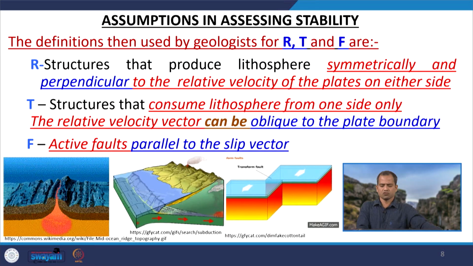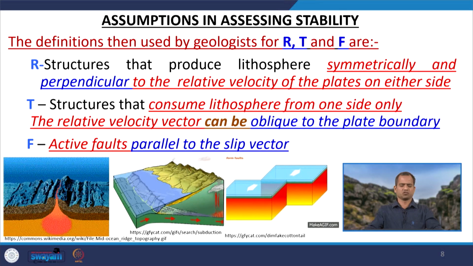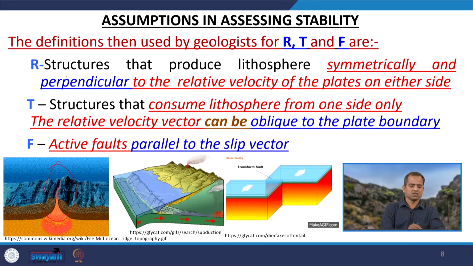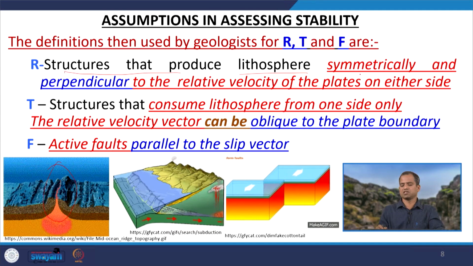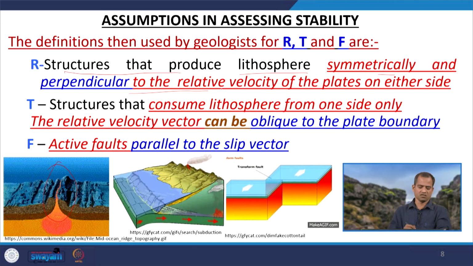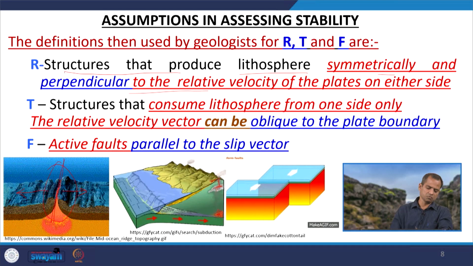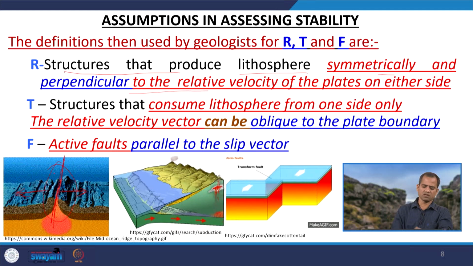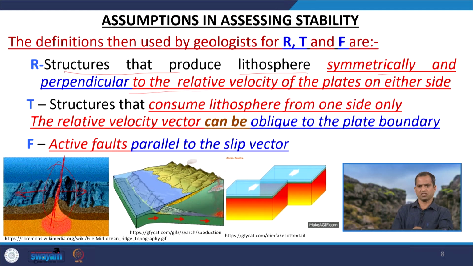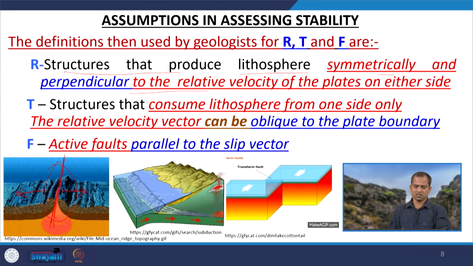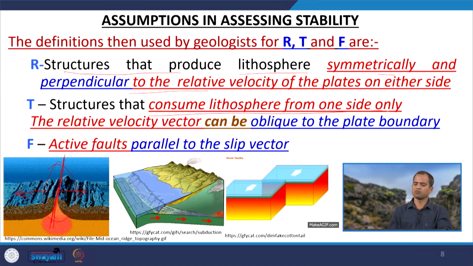Now, to solve this triple junction problem, we have three assumptions. The first assumption is related to a ridge. What is that? The structures that produce lithosphere symmetrically and perpendicular to the relative velocity vector on either side. So, now you see this is the relative velocity vector and this is the structure which is perpendicular, this is raising here. So, perpendicular to the relative velocity vector here and it is for both sides, it is creating plate for both sides. And for a trench, the lithosphere is consumed from one side only.